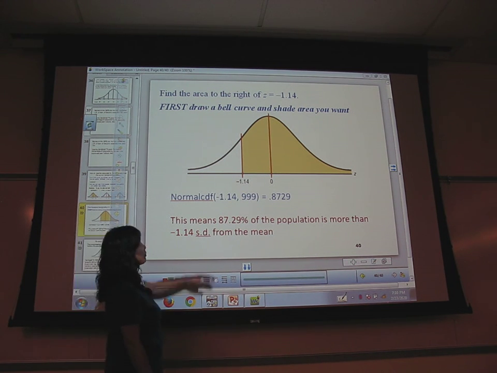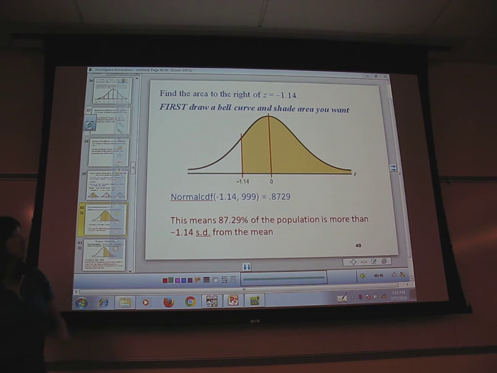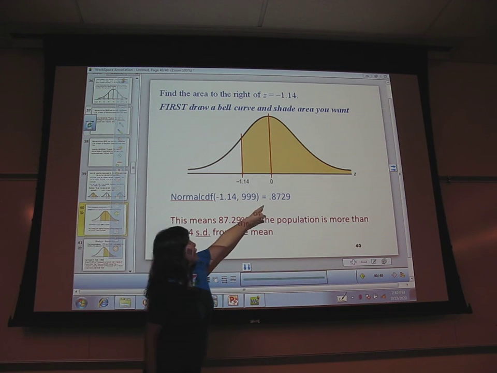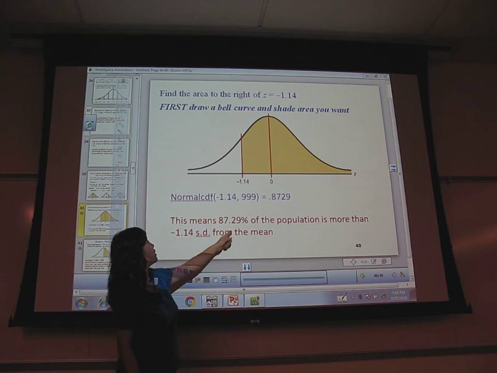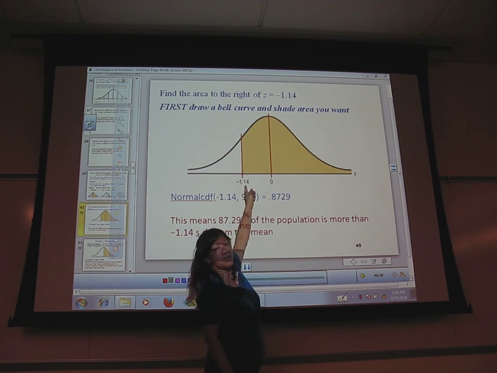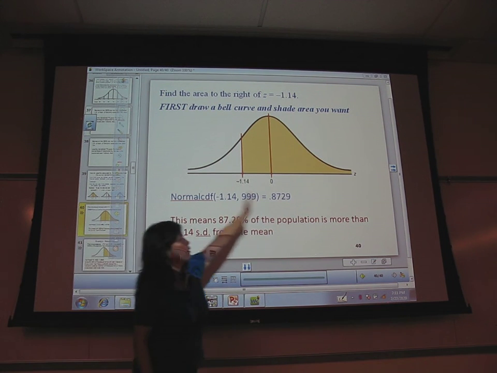Okay. What does this mean? This means that 67.29% of the population is more than that many standard deviations away from the mean. More than that way.